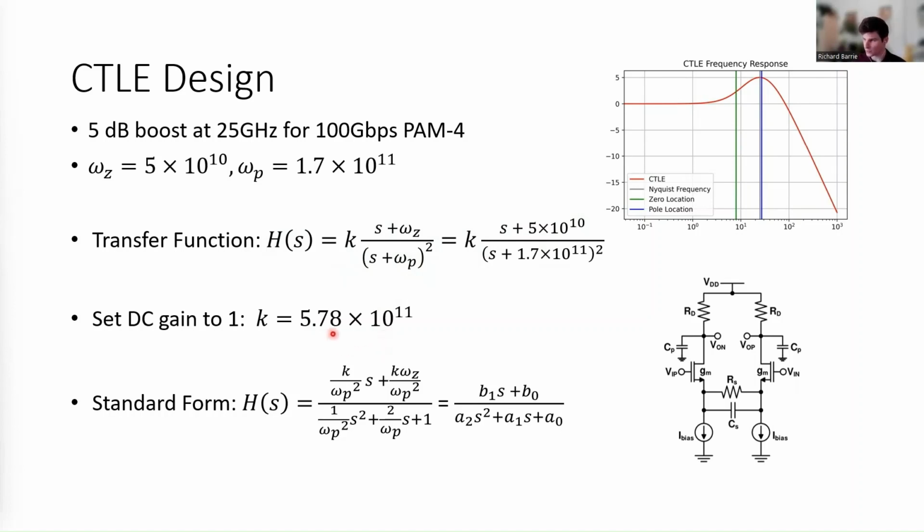And the last thing we have to do is take it into standard form. Standard form for a transfer function is of the form where you have a polynomial in s in the numerator and another polynomial in s in the denominator. We call the coefficients of the numerator polynomial b0 and b1, and the denominator a0, a1, and a2.